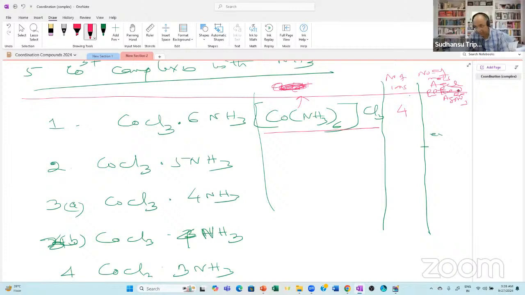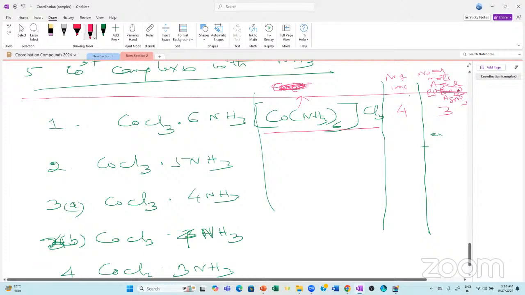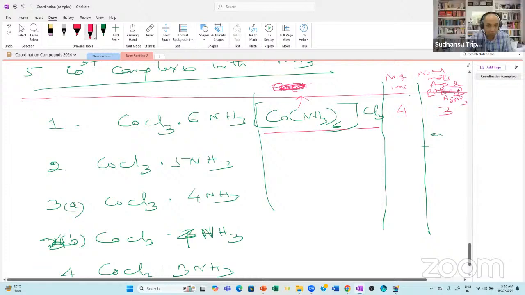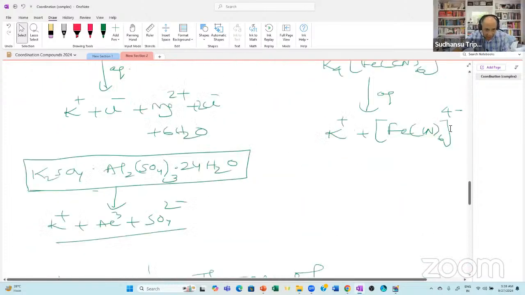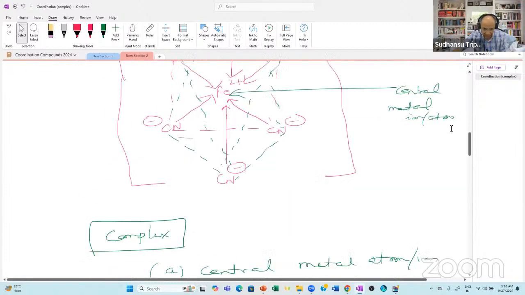Yes, tell me, Amlan. Three. Precisely 3, because the chloride ions are all outside the coordination sphere. Let me tell you one thing which is important for your examination.